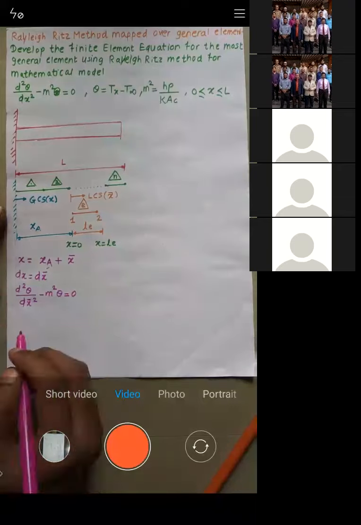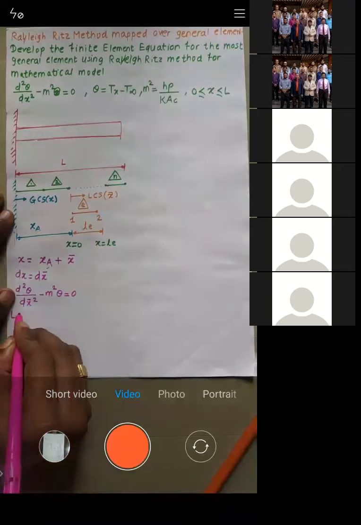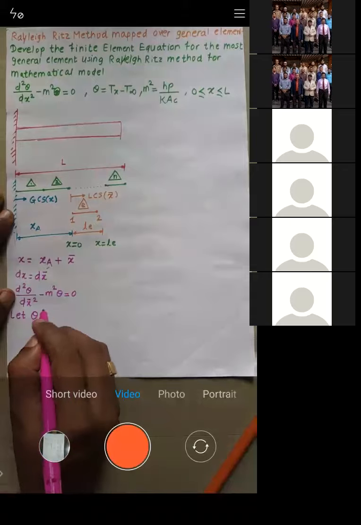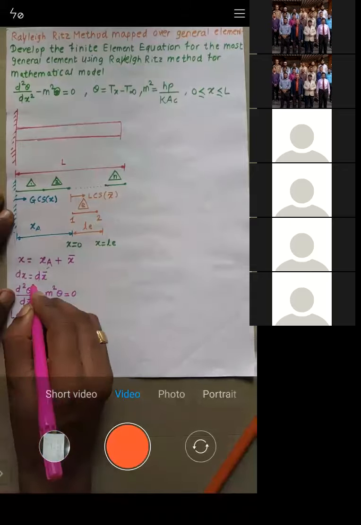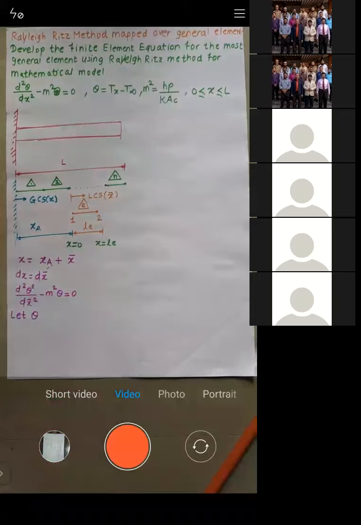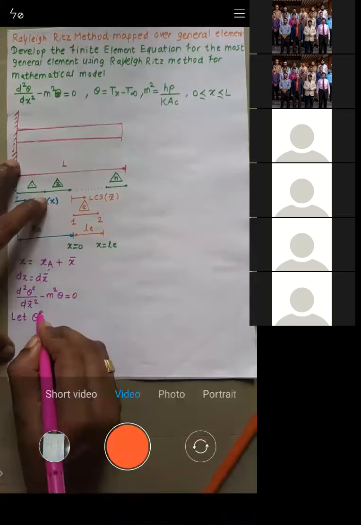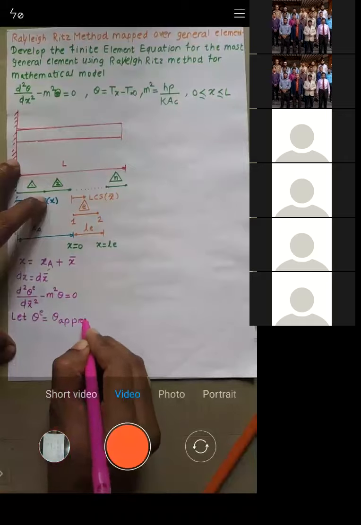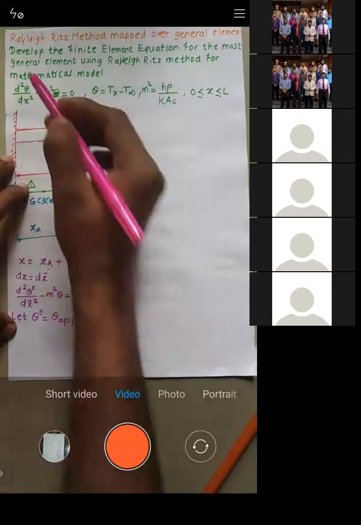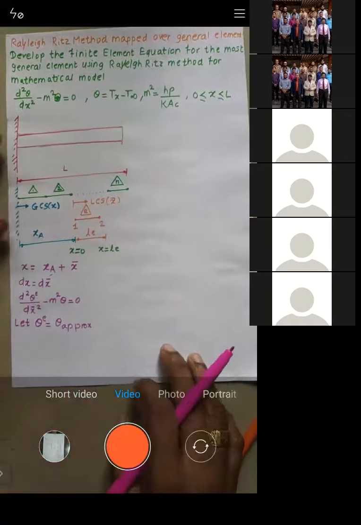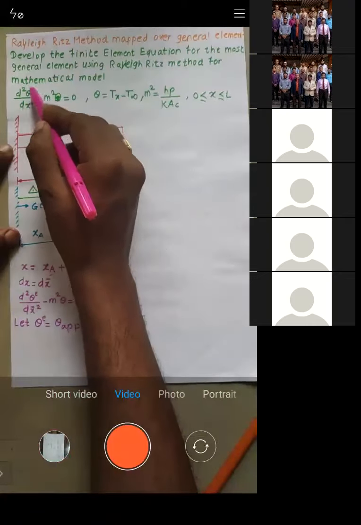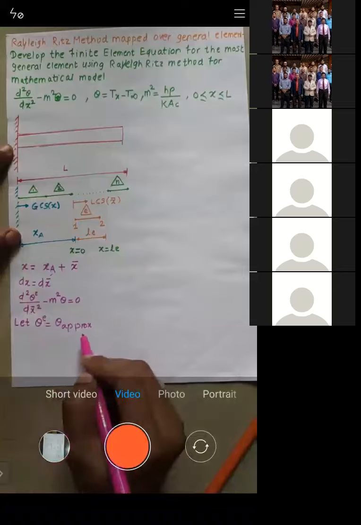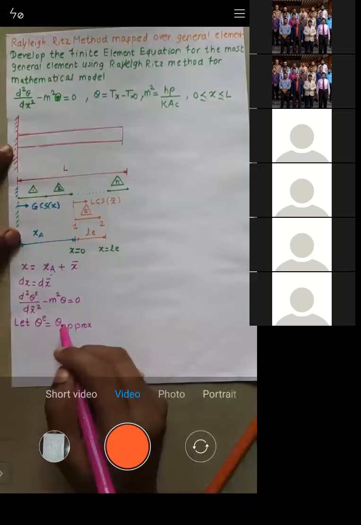Now I will write down the approximate solution. So let theta e be the approximate solution for theta. What solution will I be assuming? It will be approximate. I will assume the solution. I'm interested in getting the expression for theta, so I need to write down the approximate solution.